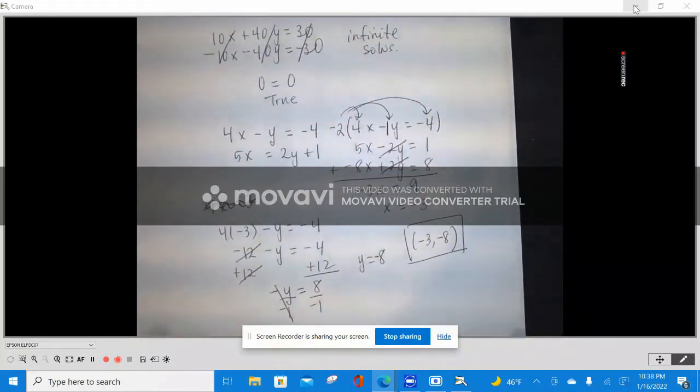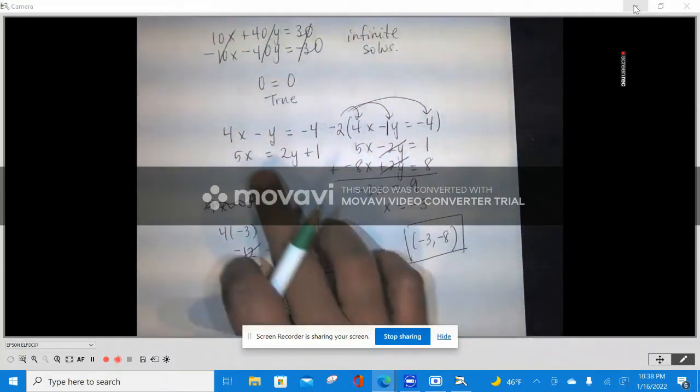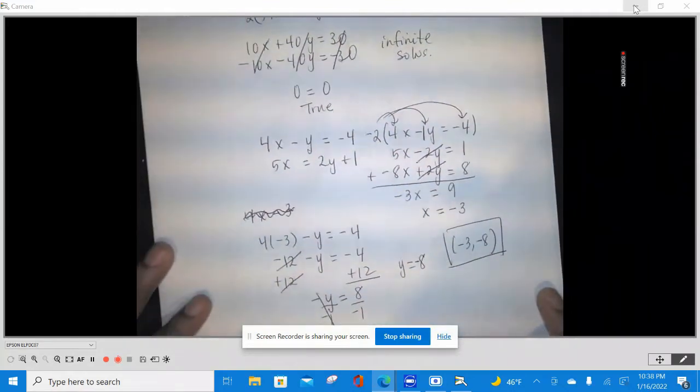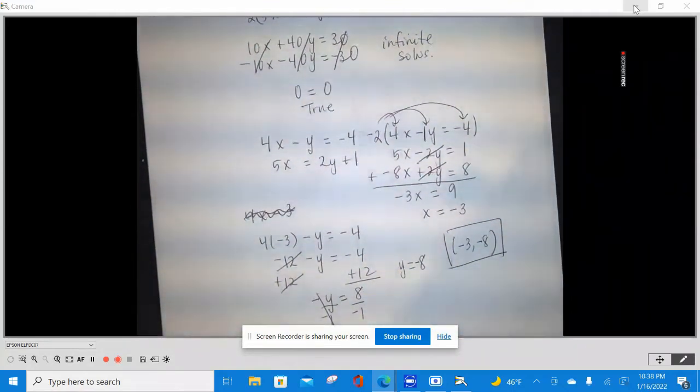Okay, and the way you can check this is, again, you can use the calculator and put them both in slope-intercept form. You could plug in the negative 3 and the negative 8 into here and here and make sure you get true statements. So I'm going to show you this because that's the end, guys, of graphing, elimination, and I've done substitution. And now we're going to move on to inequalities.